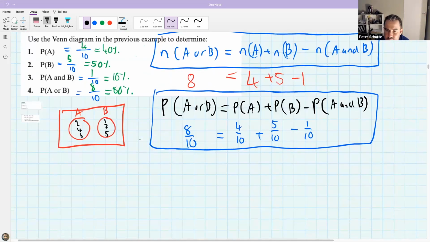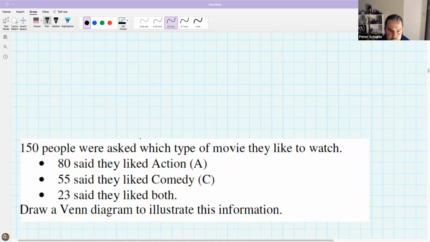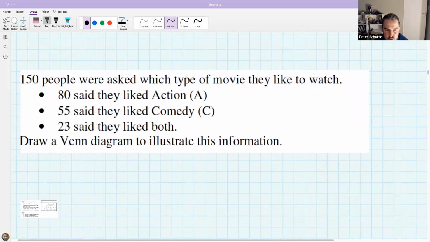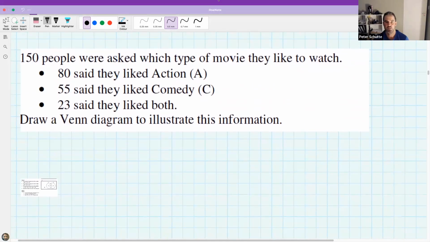All right. Enough vocab, time for more maths. I want you to draw the Venn diagram for this question. And when you're done, just say done in the chat.